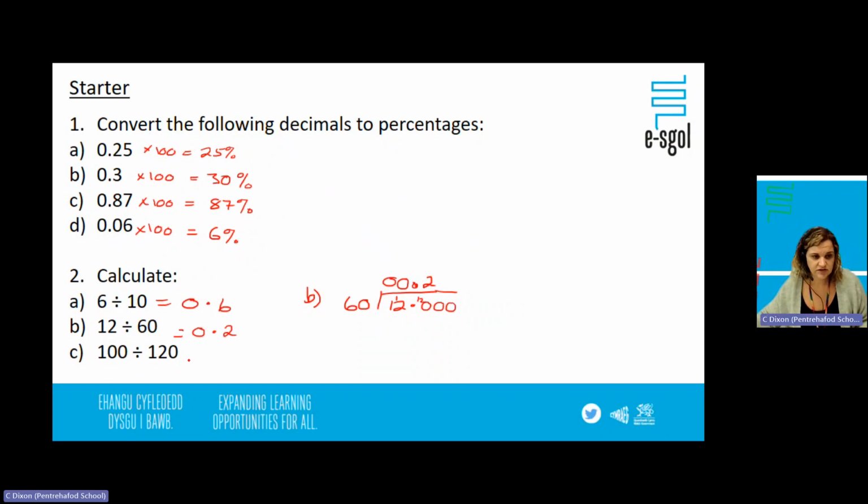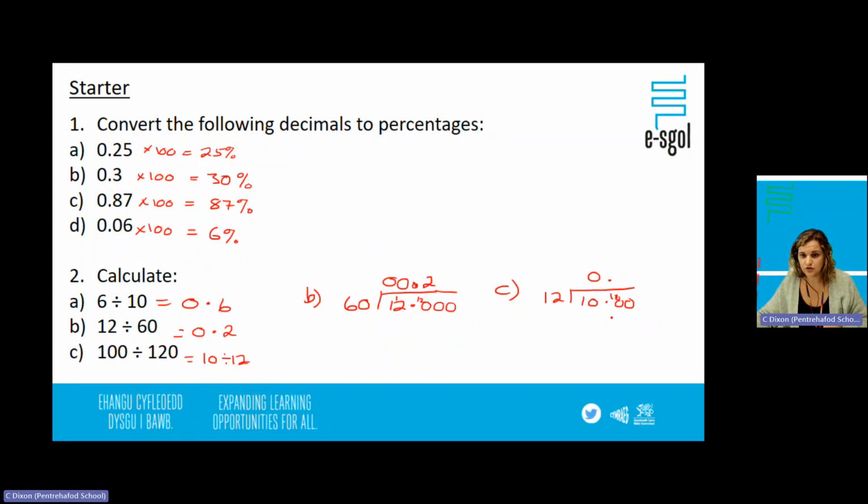C, 100 divided by 120. Okay, we're going to actually divide them both by 10 to make the calculation a little bit easier. So we've got 10 divided by 12 is exactly the same calculation as 100 divided by 120. And then 12 as the denominator, so that's on the outside. And then 10 underneath with a few zeros as well. 12 doesn't go into 10, so I can carry that 10 on.